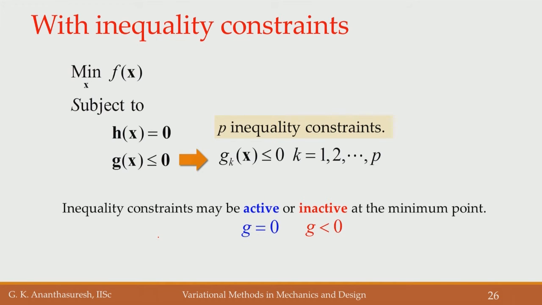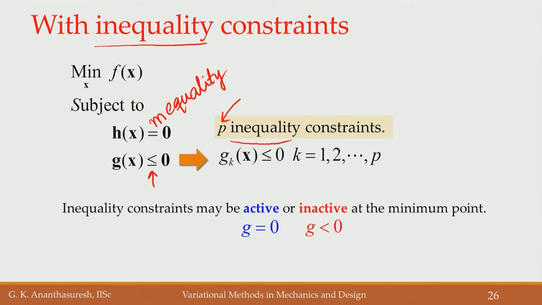Now, let us move on to inequality constraints. Inequality constraints will be denoted like that, less than or equal to. You can also do greater than or equal to, but we stick to the convention of less than or equal to. We have, let us say, P inequality constraints, and we have M equality constraints here. Now, P inequality constraints like less than or equal to.